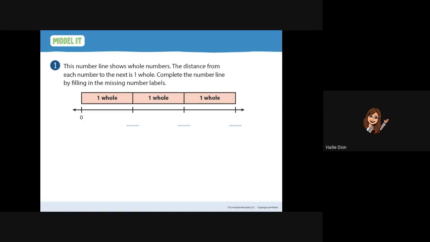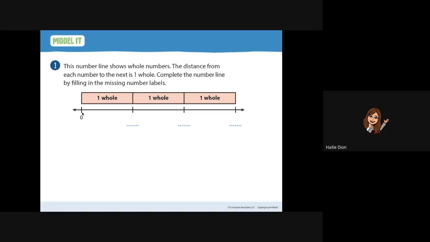So now, this number line shows whole numbers. The distance from each number to the next is one whole number. Complete the number line by filling in the missing number labels. So this is very similar to a traditional number line, no fractions yet, just getting us thinking about how a number line is set up.